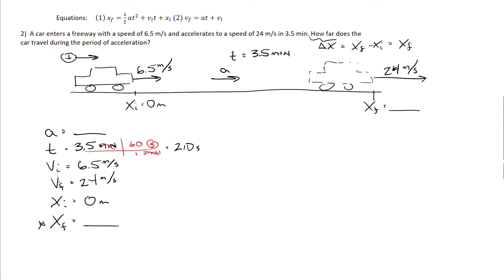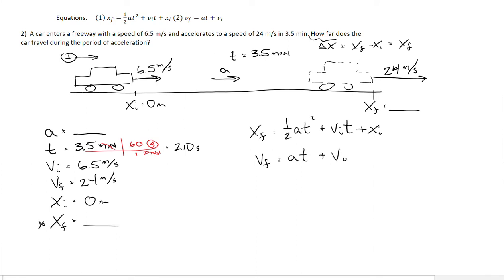All right, so where do we go from here? Well, we have our 2 kinematic equations. We have x final is 1/2 a t squared plus v initial t plus x initial. And we have our velocity function, v final is a t plus v initial.